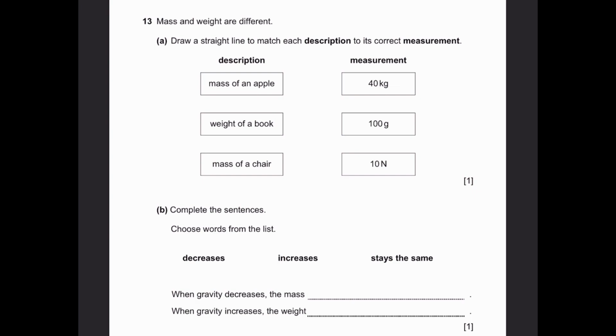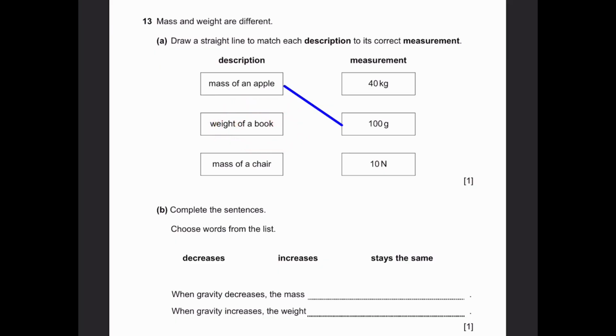A. Draw a line to match each description to its correct measurement. Description: mass of an apple. Well, mass of an apple obviously can't be 40 kilograms. Apples are usually measured in grams. That's why we draw a line to 100 grams.